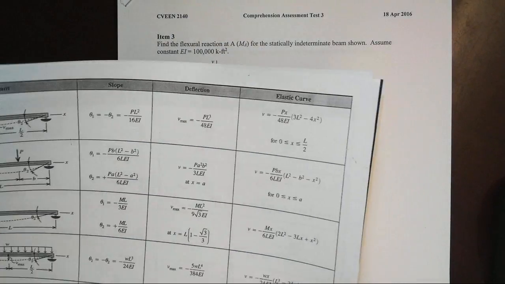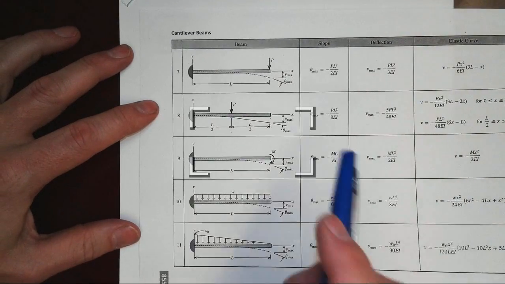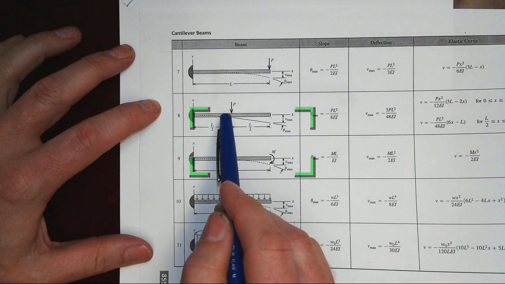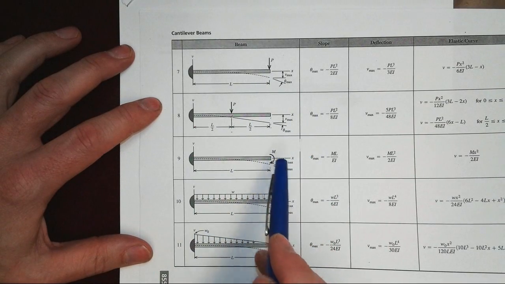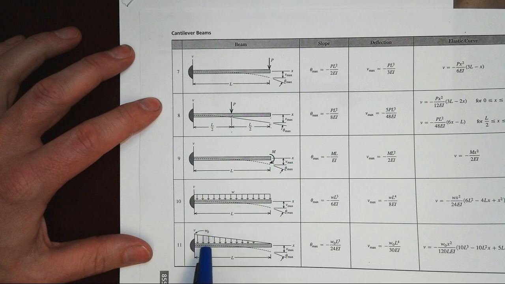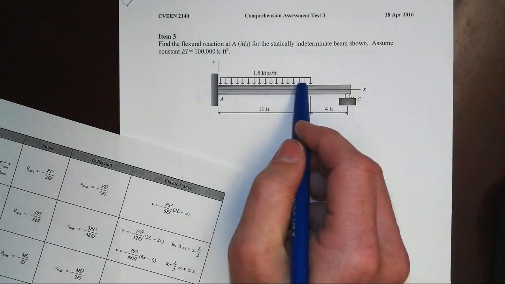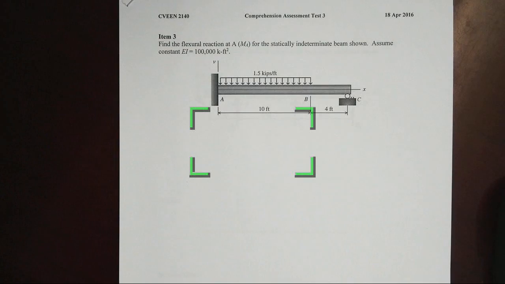However, when you go to look at the beam tables that are available to us that have cantilever beams, we have a point load at the end, point load in the middle, an end moment, a distributed load all the way across that's uniform in its intensity versus a triangular or linearly varying distributed load. We don't have any that is only partially across. That's kind of a stinker.